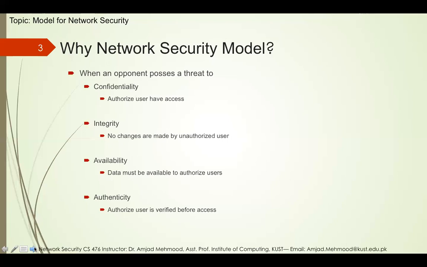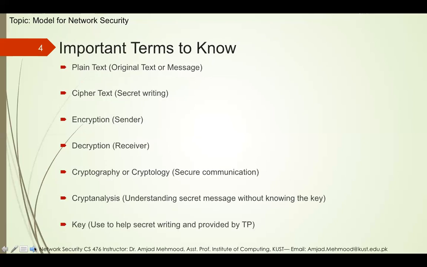Availability: data must be available to authorized users only, whenever he or she needs it. Authenticity: an authorized user is verified before access is granted to information or resources. So these are the terms which we must know before understanding this model.